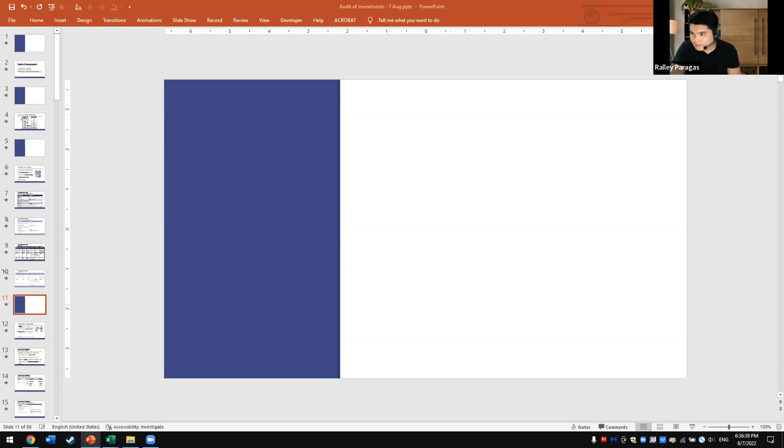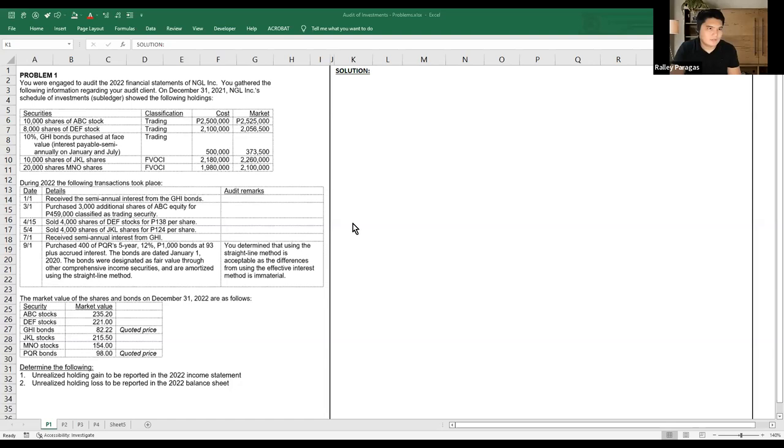Let's try to illustrate how do we actually apply that para at least ma-appreciate natin yung mga rules natin on classification as well as the accounting impact. Okay. Problems? Okay. Yan, hopefully you can see it, no? Ah, okay. There you go. And hopefully you can see it, no? Let me know if you can't, no? And then I'll try to present again. Pero yan, basically this is our problem. Let's try to illustrate, no?